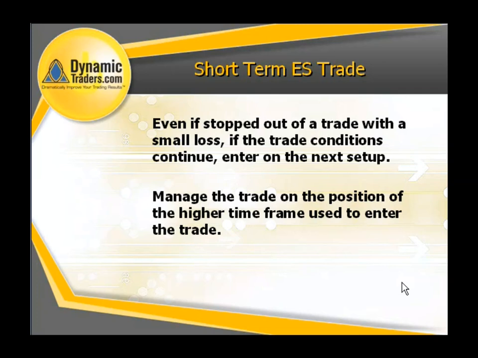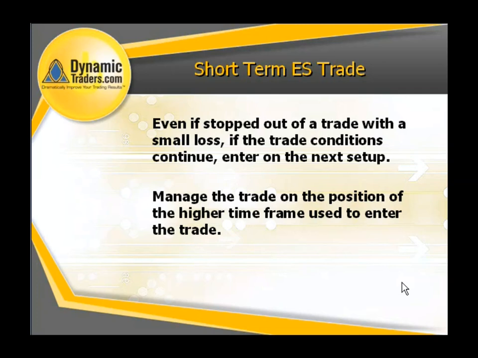One is that even if you get stopped out of your initial trade position with a small loss, if the trade conditions on the higher time frame continue, then enter on the next smaller time frame setup. So it might take one or two or maybe even three entry attempts before you're successfully in a trade where the trend continues in the direction you anticipated.